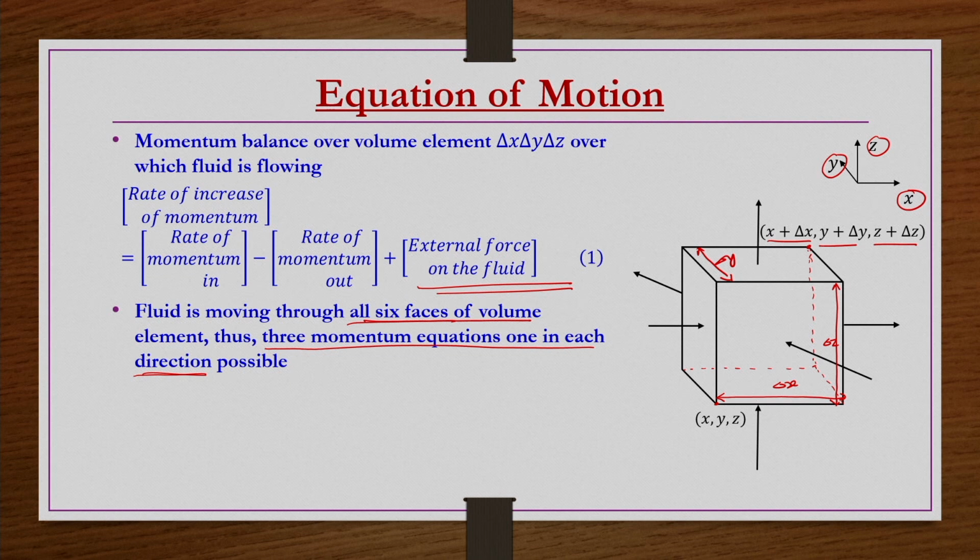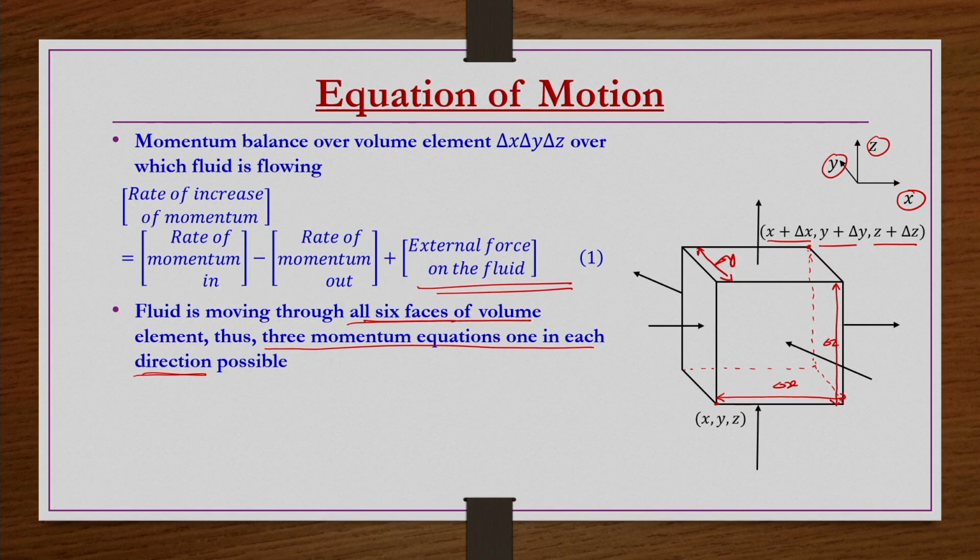We are going to have a momentum equation. Continuity equation, we have only one continuity equation if you take rectangular coordinates. If you take cylindrical coordinates, then also one equation. If you take spherical coordinates, then also only one continuity equation is possible. But here, the momentum that is entering, the fluid is moving through all 6 phases. So, through all 6 phases, momentum may be transferring in different directions, and then different orientations are possible.